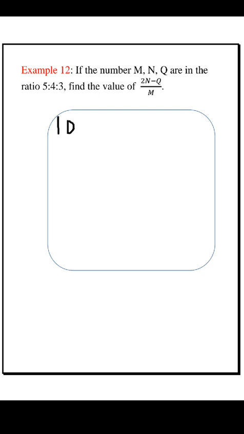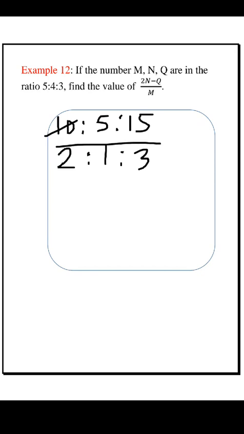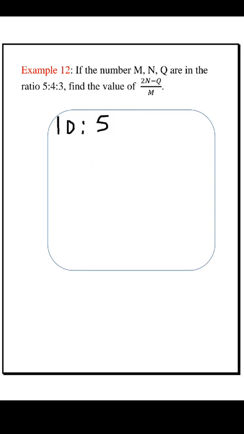If I have 10 : 5 : 15, we don't keep the ratio this way. We divide by the common term. We divide this by 5, we have 2. Divide this by 5, we have 1. Divide this by 5, we have what? 3. You see? So this is how we are going to keep the ratio. Every ratio is always in the simplest form. So take note.